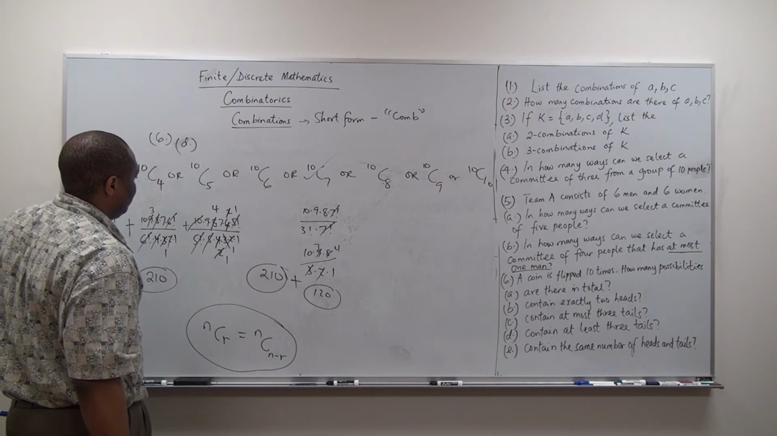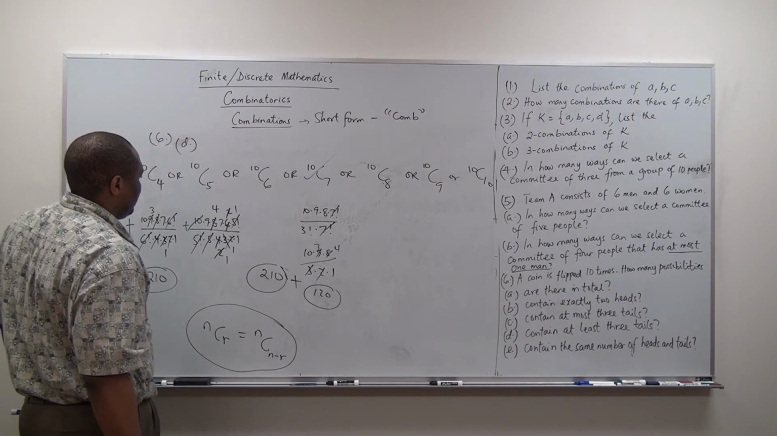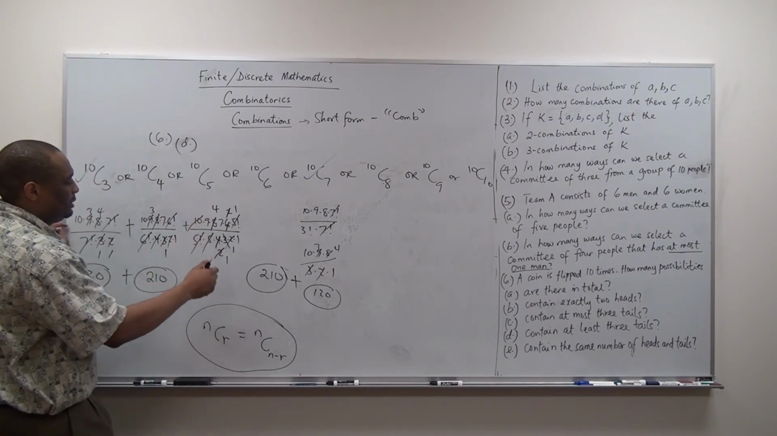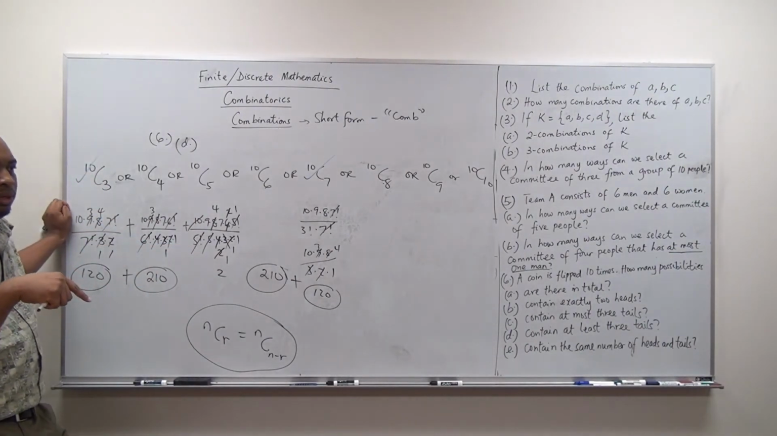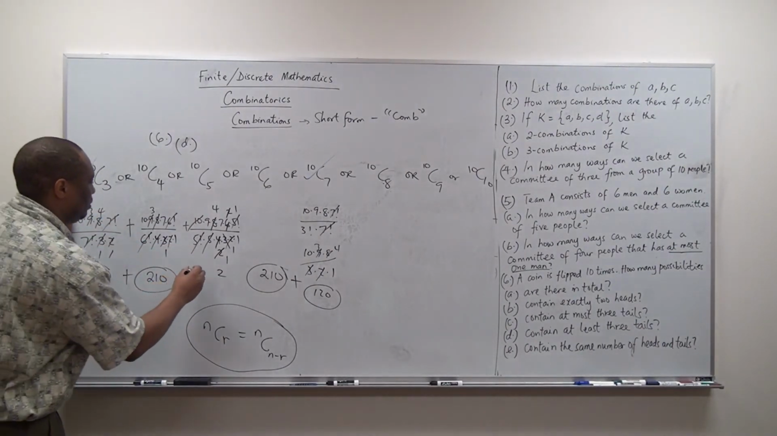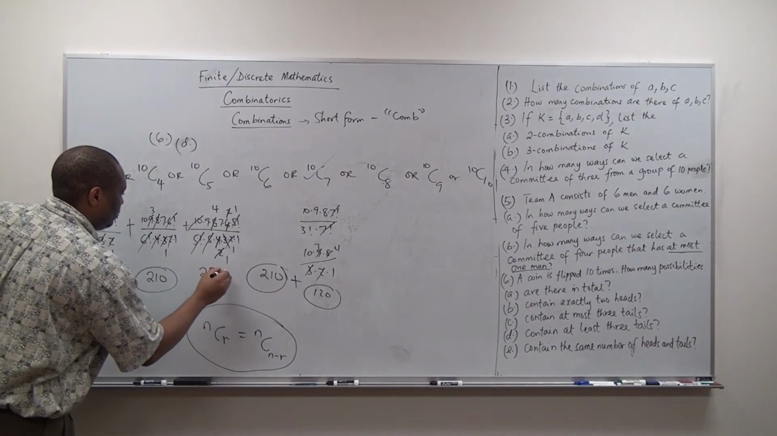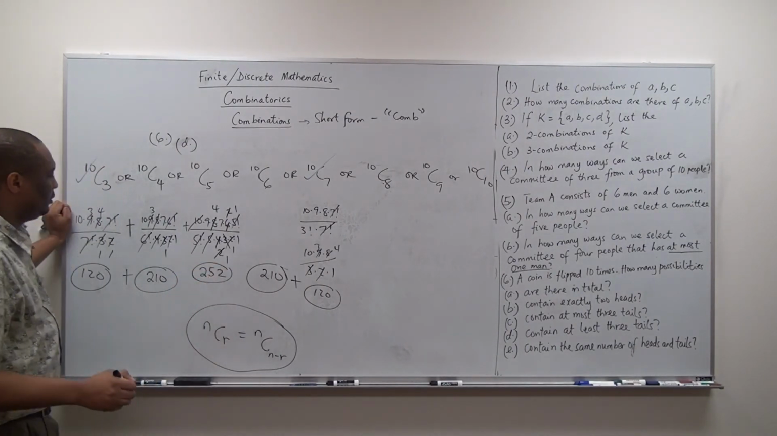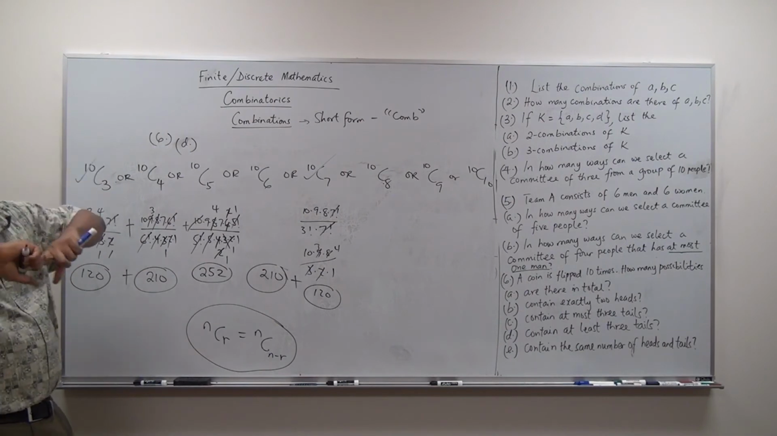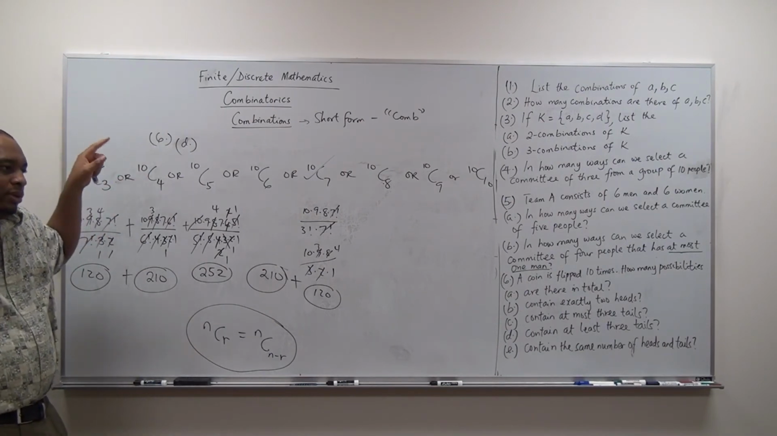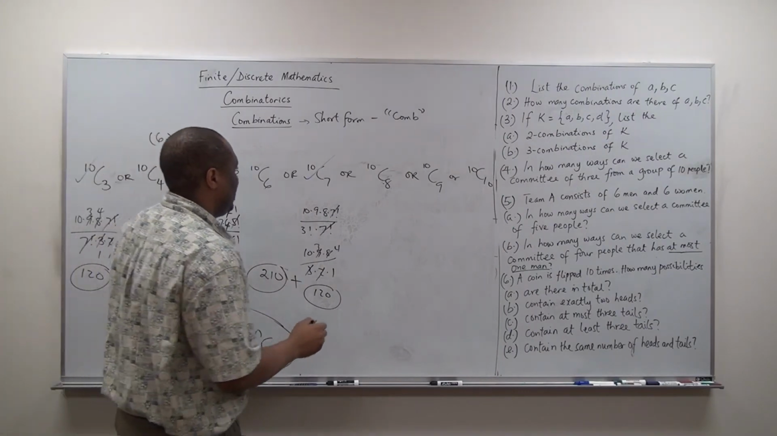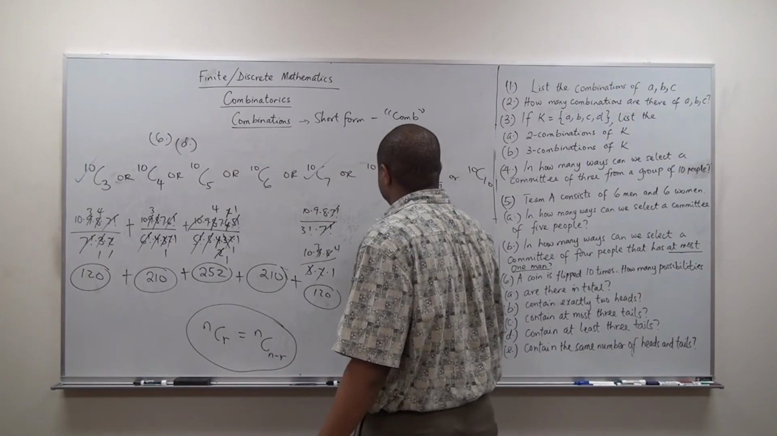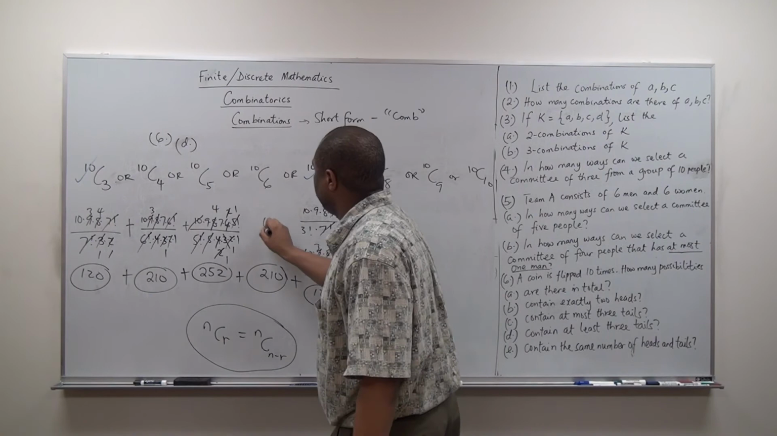36 times 7, right? 7 times 6 is 42, carry 4, 7 times 3 is 21, plus 4, 25. So 252. Okay, plus. Then 10 choose 8 will be, this is still plus, all addition.